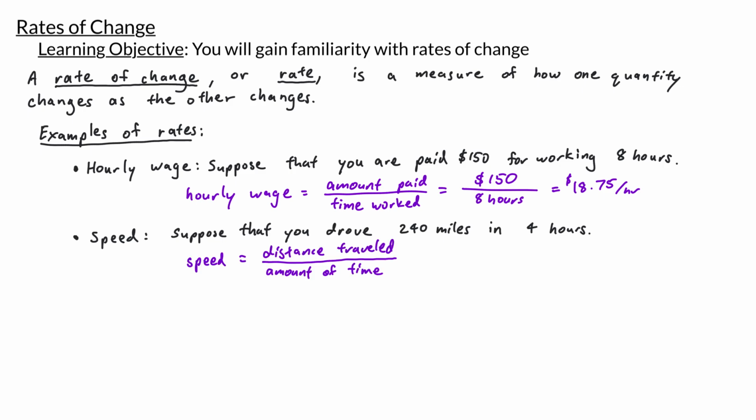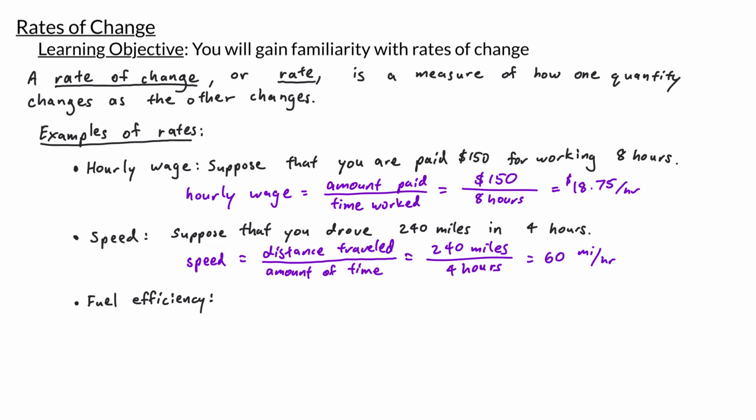Just like before, we can calculate this rate by dividing the two quantities. Take the distance traveled and divide it by the amount of time it took. So in our example here, we traveled 240 miles, and we're going to divide that by the 4 hours that it took. This gives us 60 miles per hour.